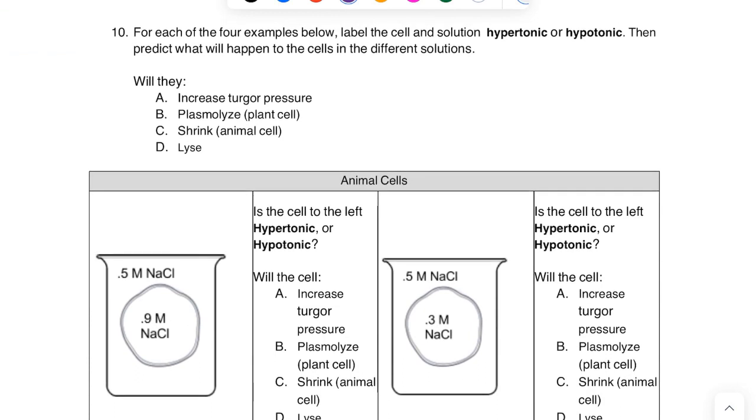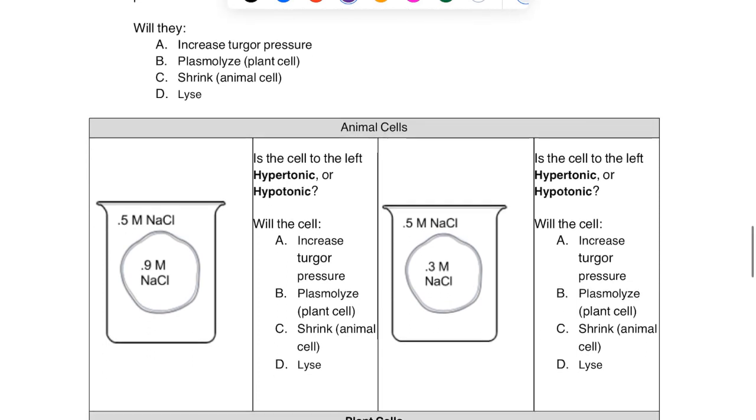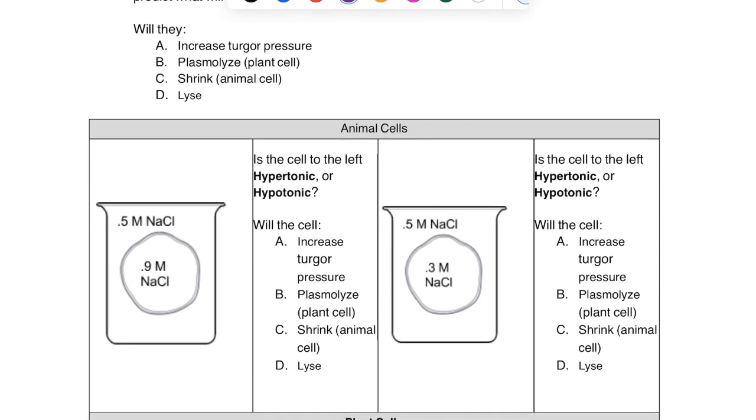So now we get to practice these examples, and we're going to label whether the solution is hyper or hypotonic and then predict what's going to happen. If we take a look at the cell to the left, I'm going to think about how 0.9 inside the cell is greater than the 0.5 outside the cell. So in this case, because it's higher inside, I'm going to label the cell as hypertonic.